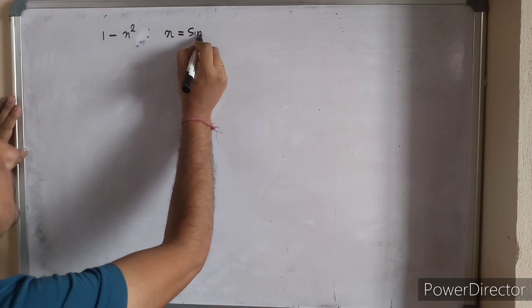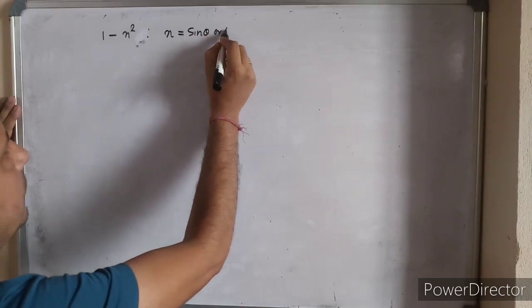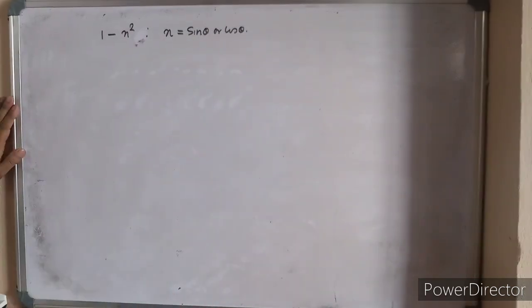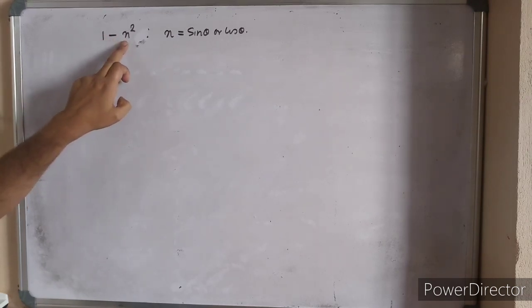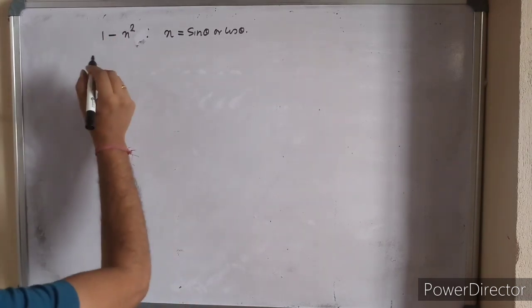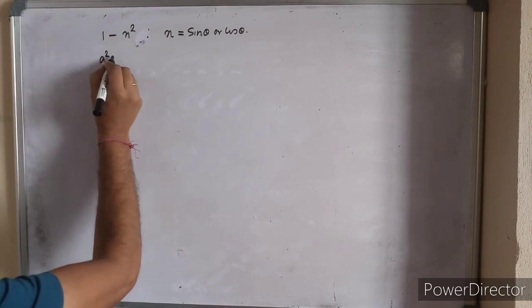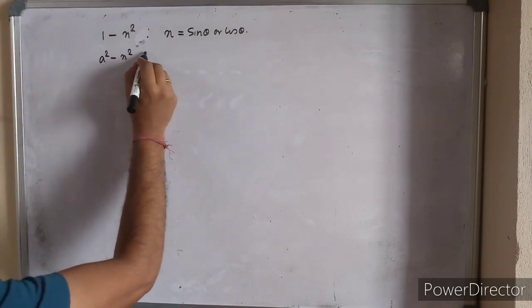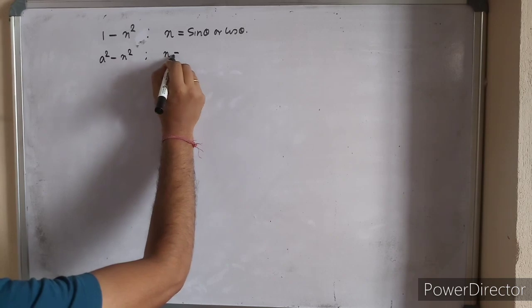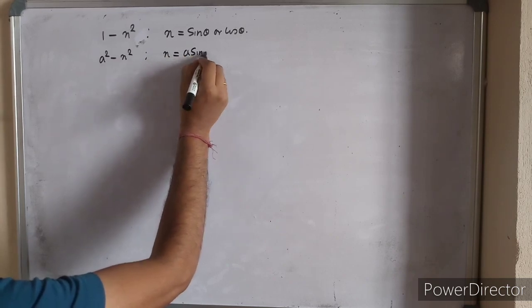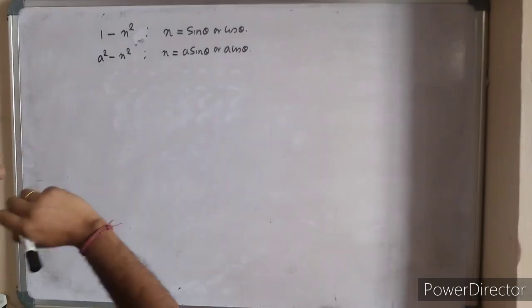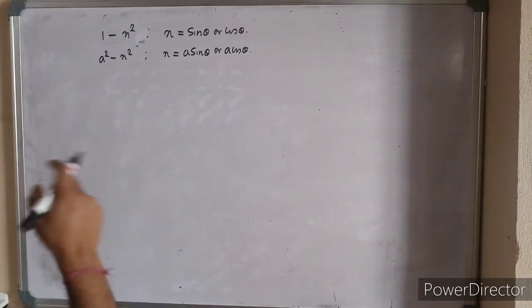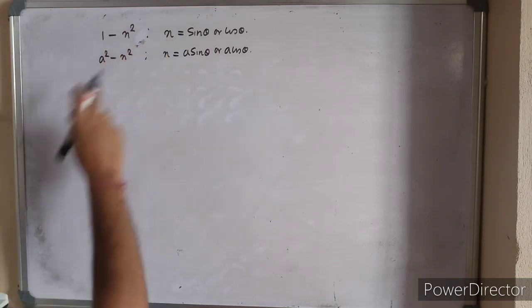x equals sine theta or cos theta. Like 1 minus sine square theta is cos square theta, 1 minus cos square theta is sine square theta. Suppose the question is in this form, a square minus x square. Then you have to consider x equals a sine theta or a cos theta. These substitutions are important for integrals. In integral calculus also, you have to do these things.